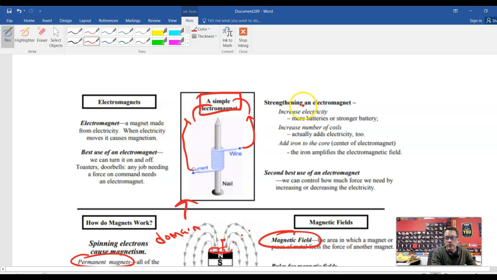So we can strengthen the electromagnet in several ways. Now, we want to increase the electricity. So if we want to increase the current, then we would need to increase the voltage. So if we get a stronger battery, that would work.